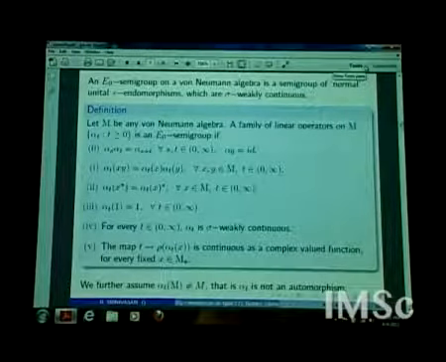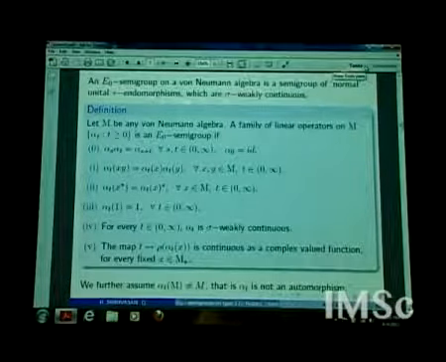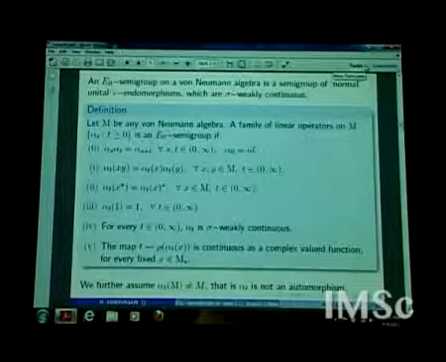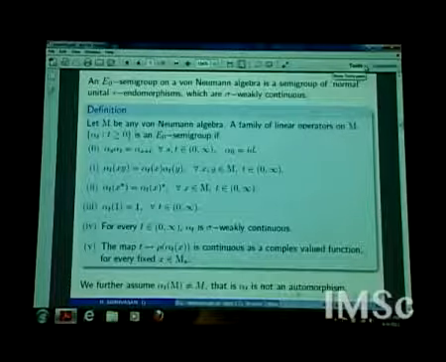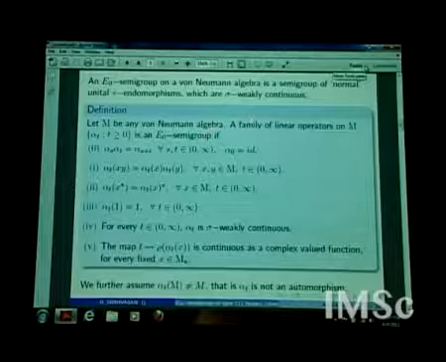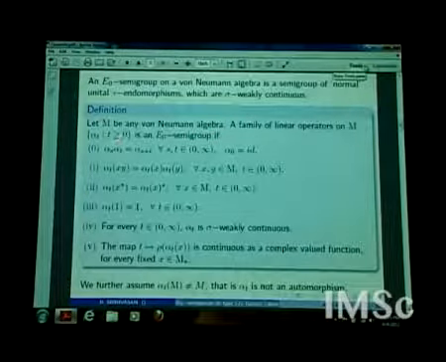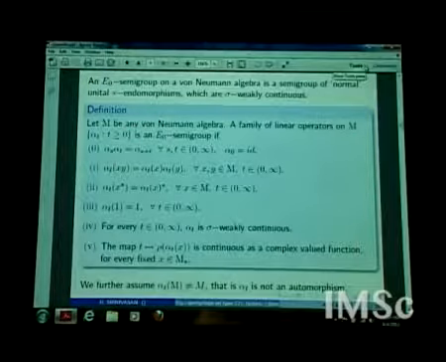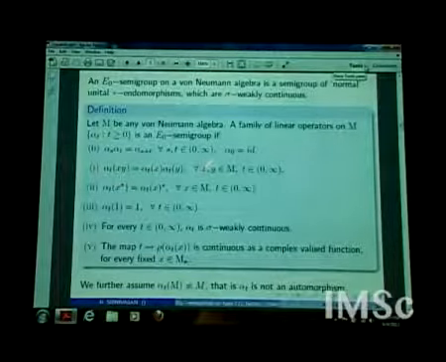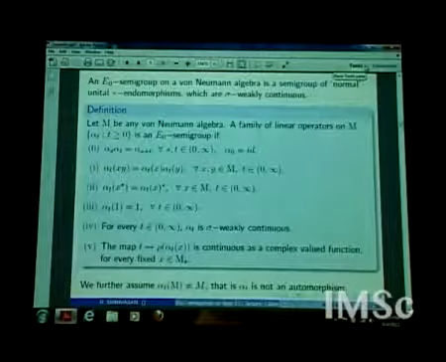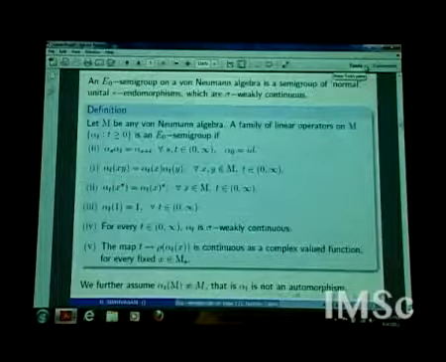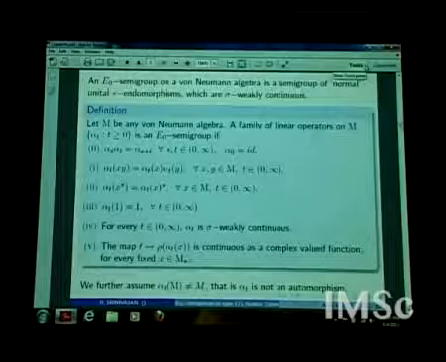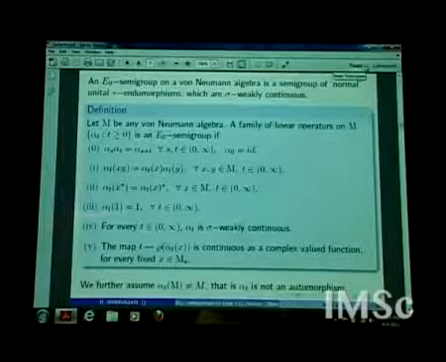So here is the definition of E0 semigroups. An E0 semigroup on a von Neumann algebra is a semigroup of normal, unital, star endomorphisms which are sigma weakly continuous. I have to explain all these terms. It's on a von Neumann algebra M, and it's a one parameter family of linear operators on M, and it's a semigroup: alpha_s composed with alpha_t gives alpha_{s+t}. It's an endomorphism, so it preserves the products, and it preserves the star, the adjoints. M is a concrete von Neumann algebra sitting inside B(H), so the adjoint is the same as the adjoint for operators, and it takes the identity to identity.